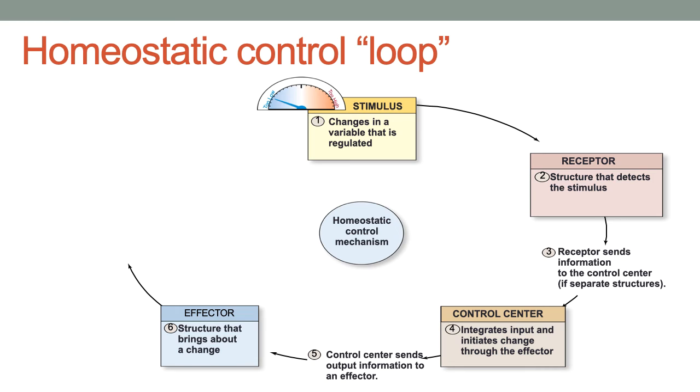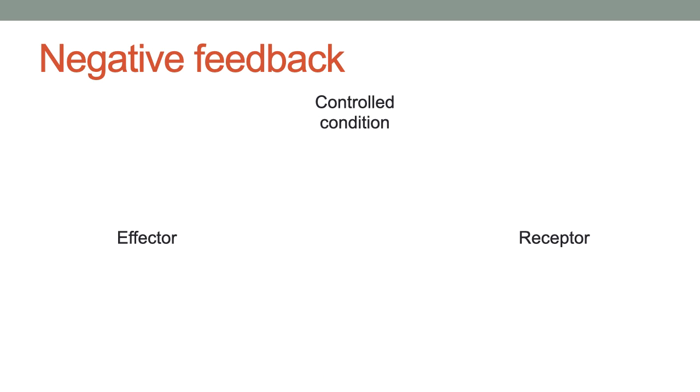So the receptors and effectors involved in detecting and maintaining a stable body temperature are going to be different from the receptors and effectors involved in maintaining hydration. Ultimately, after the effector brings about change, homeostasis is restored. We're back to those steady state levels.